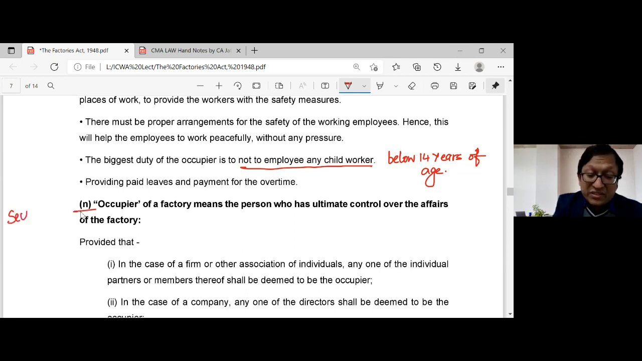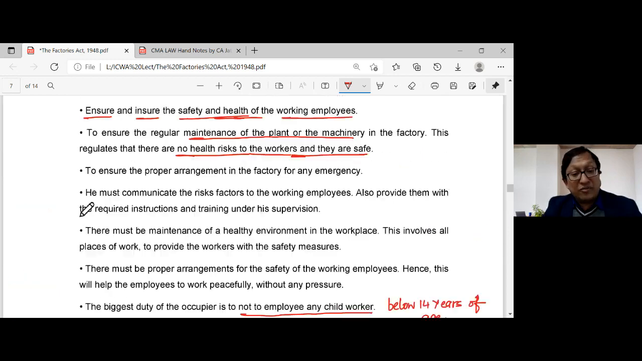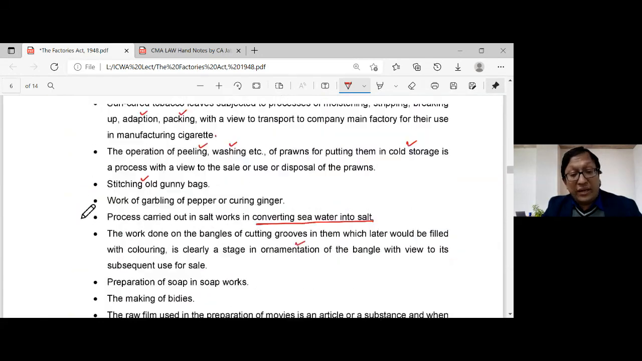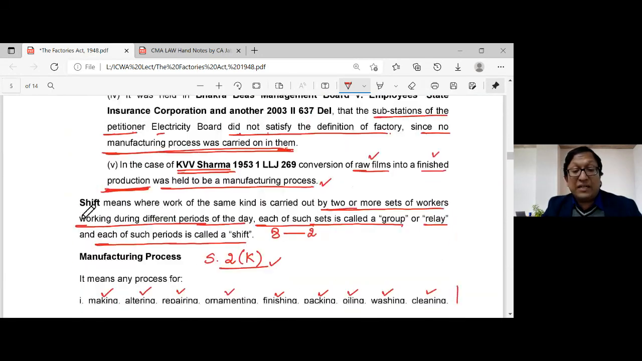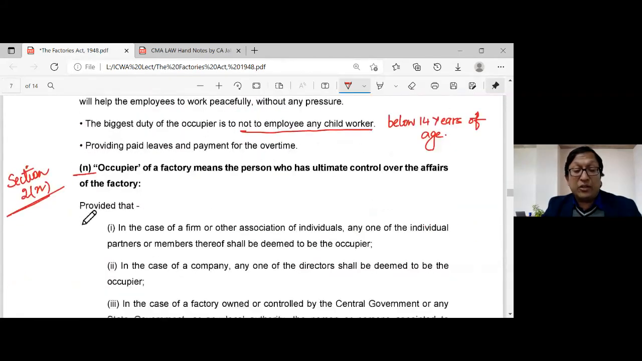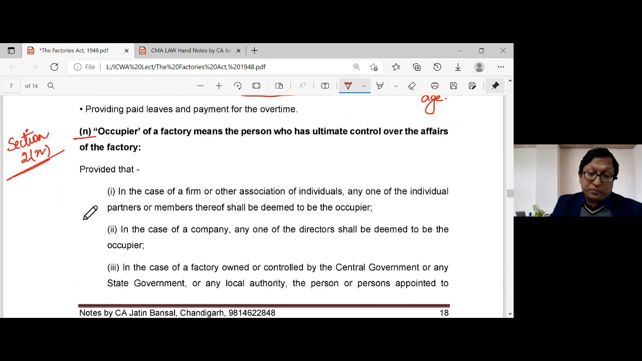Section 2N gives the definition of occupier. So now we have studied basically three definitions that you need to learn. Number one was factory, second was manufacturing process, 2K, factory, 2M. And now we have this occupier, that is 2N. So this is the definition given in the Act.